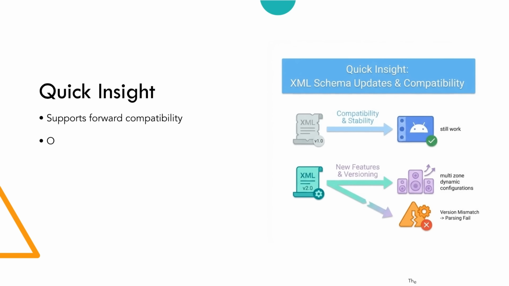Quick insight. Even when Google updates the XML schema version, older configuration files can still work on newer Android Automotive releases. However, to use newer features such as multi-zone dynamic configurations, the XML version must be updated. If the version does not match, the system will fail during parsing.